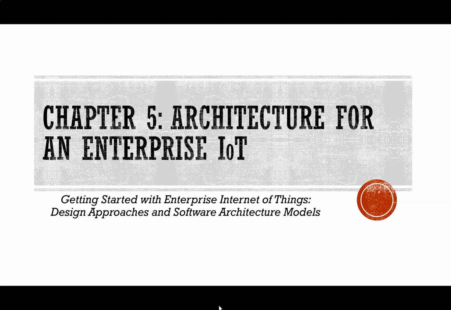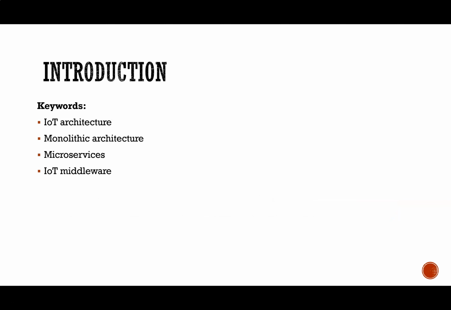Welcome to IS 300. This week we're talking about architecture for an enterprise Internet of Things. Our keywords for this week are IoT architecture, monolithic architecture, microservices, and IoT middleware.